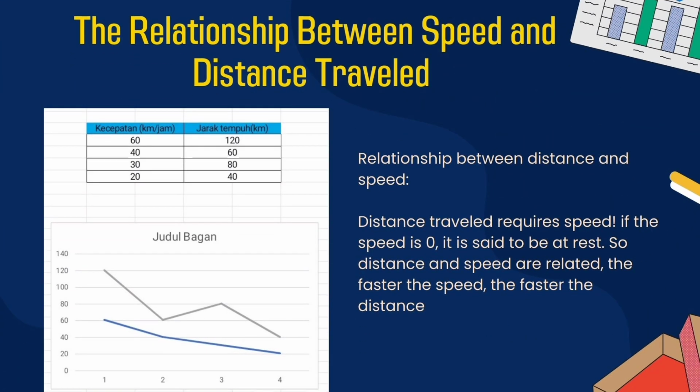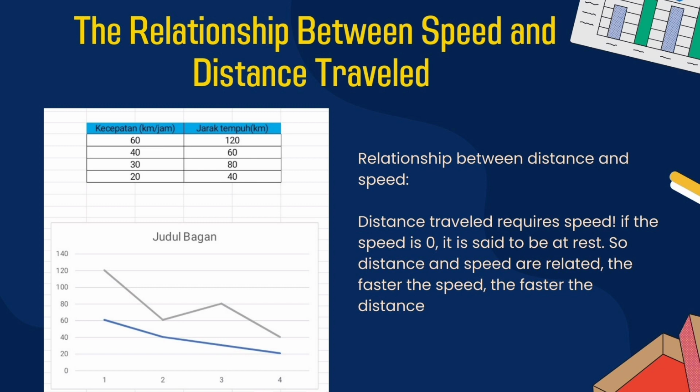The next material is about the relationship between speed and distance traveled. For example, if we want to study the relationship between the speed of a car and the distance it travels, we can create a graph table as follows. In this table, each row represents one data point. For example, at a speed of 60 km per hour, the car has traveled a distance of 120 km.